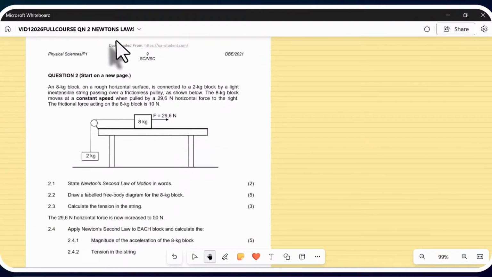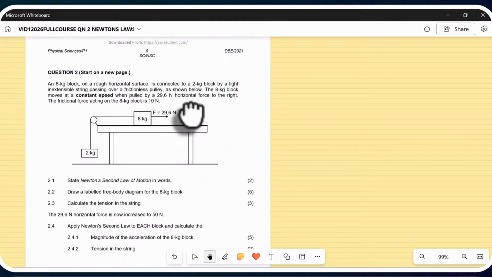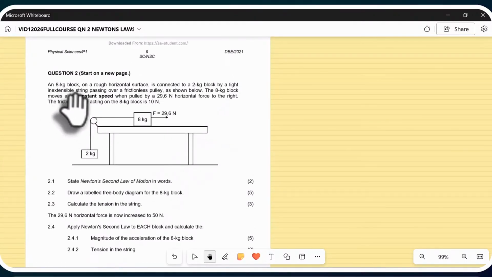Question 2, made June 2021. It says that an 8 kilogram block on a rough horizontal surface is connected to a 2 kg block by a light inextensible string passing over a frictionless pulley as shown below. The 8 kilogram block moves at a constant speed when pulled by a 29,6 Newton horizontal force to the right. The frictional force acting on the 8 kilogram block is 10 newtons. So this 10 newtons frictional force is acting on this 8 kilogram block.